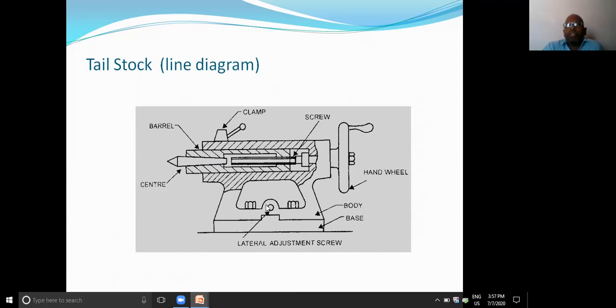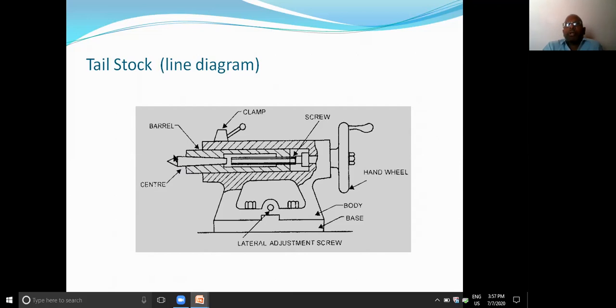So now by loosening these nuts, the total tailstock unit is adjusted to a required position. Once the total tailstock unit is adjusted at the required position, then after locking these nuts, by using this hand wheel, the required movement is adjusted to this center.